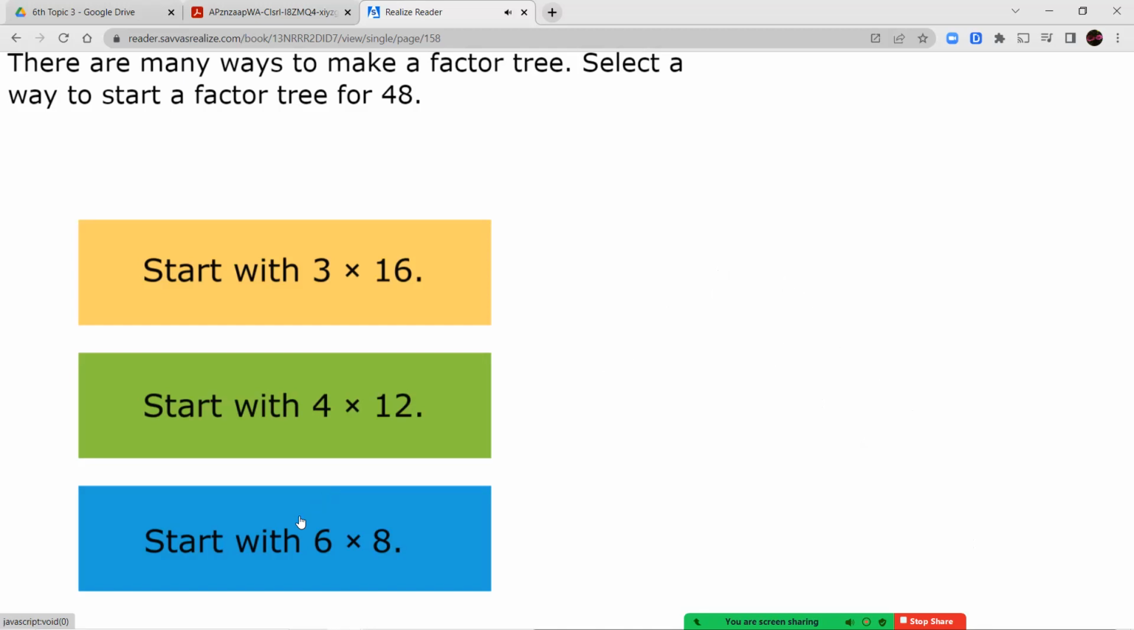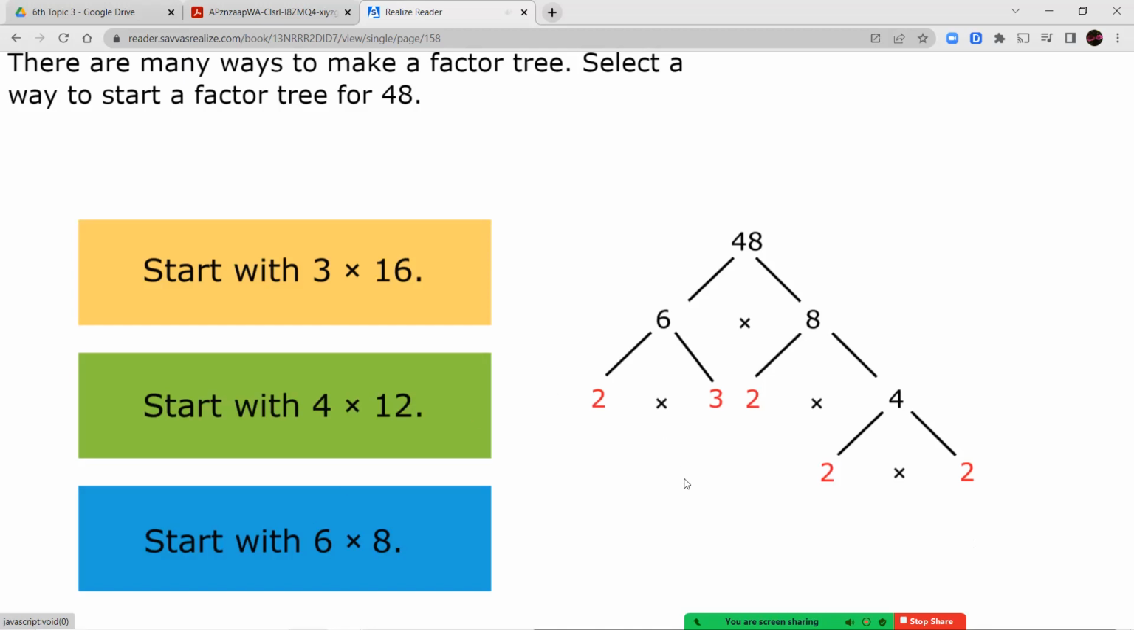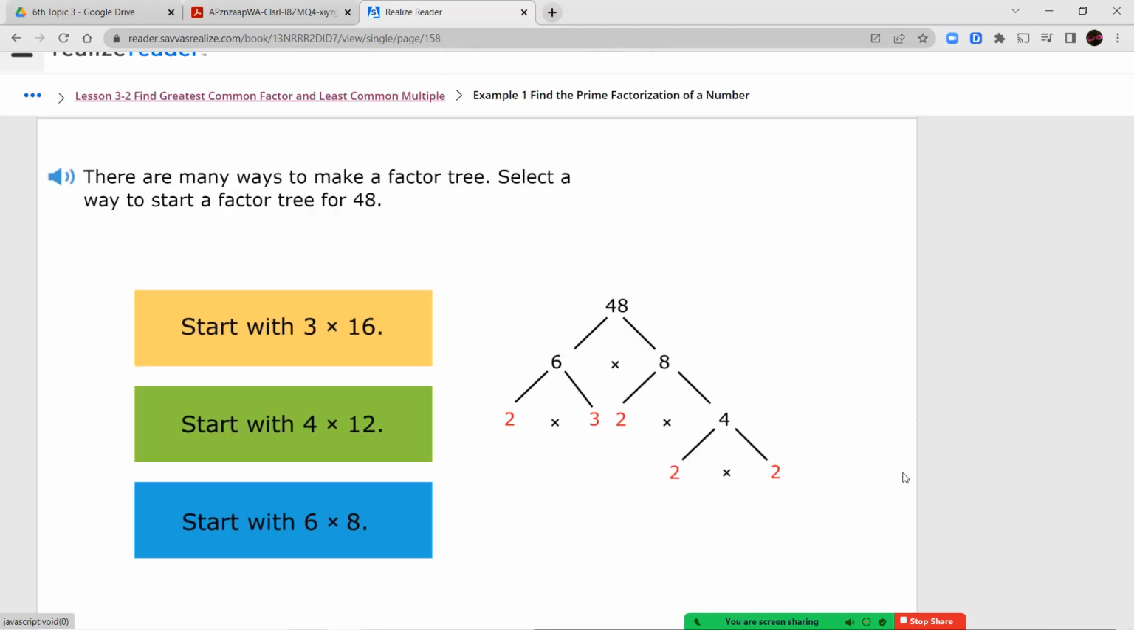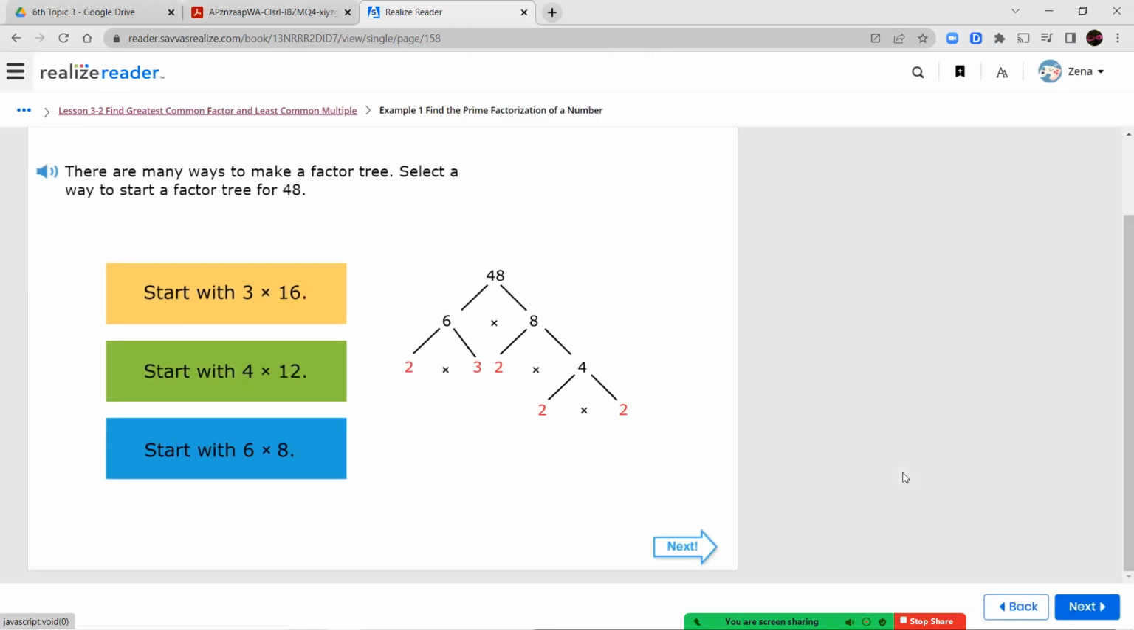Start with 6 times 8. Now here, if we started with 6 times 8, again, you're going to end up with 2 to the power of 4 times 3 when you break it down all the way, because 6 will break down into 2 times 3, 8 will be 2 times 4, and the 4 will be 2 times 2. So you're going to be able to do this multiple ways.